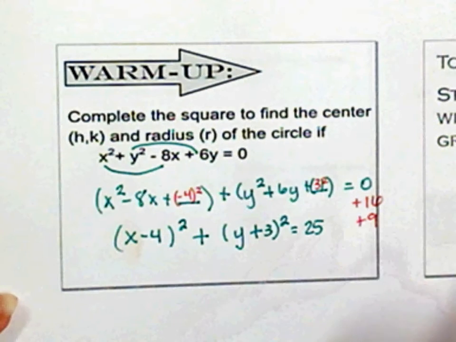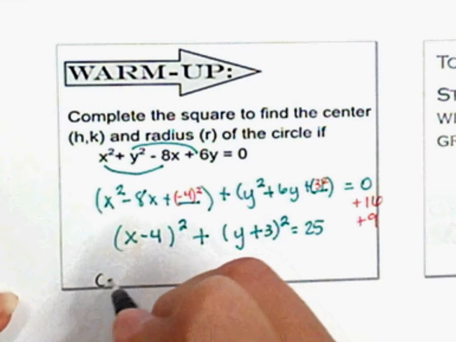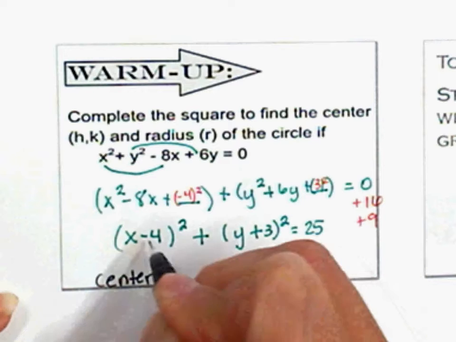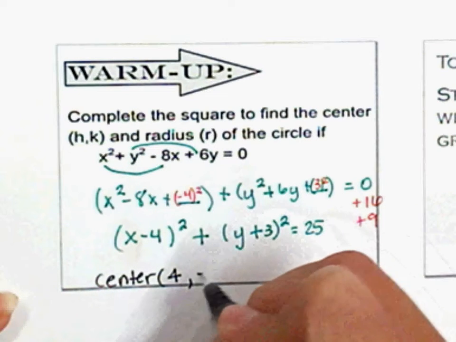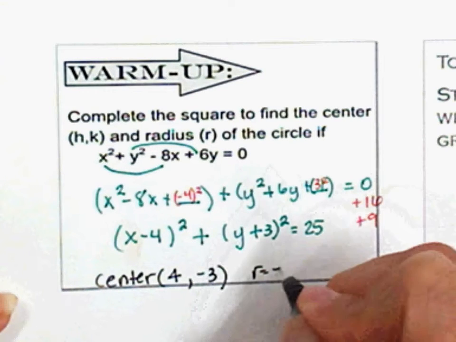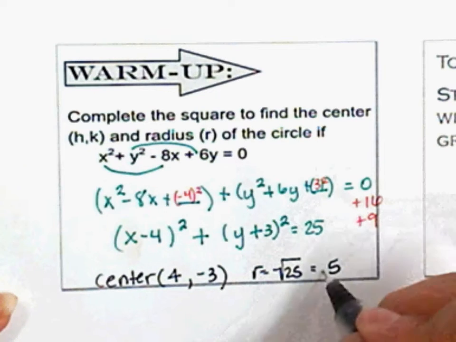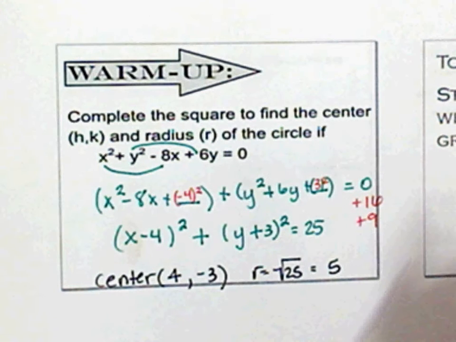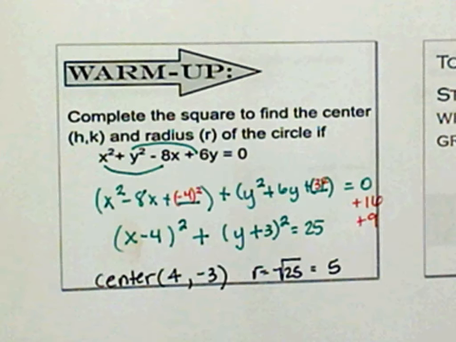You are not finished. The question says, what is the center? So our center is always the opposite. Opposite of negative 4 is positive 4. Opposite of positive 3 is negative 3. And your radius is the square root of 25, and the square root of 25 is 5. Okay? So your center is 4, negative 3, and your radius is 5. That is your warm-up for today.